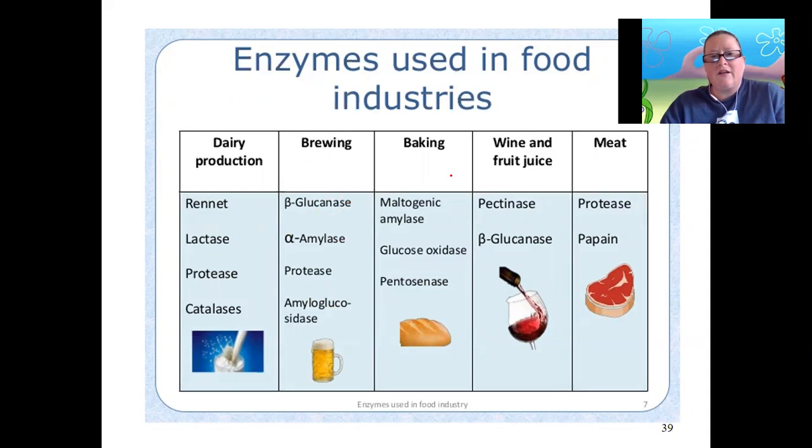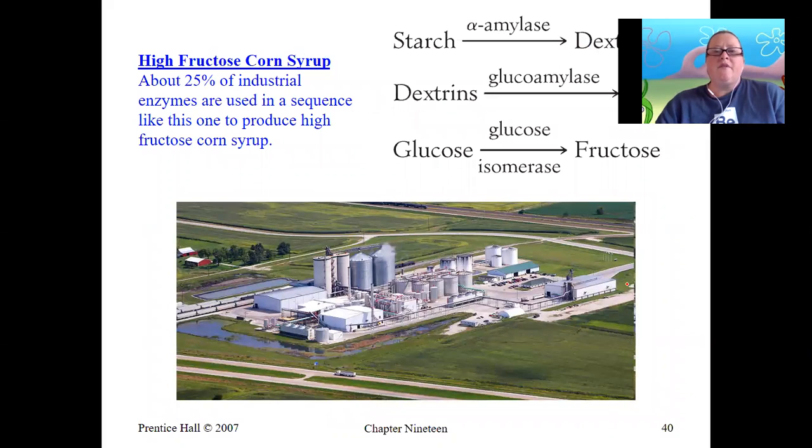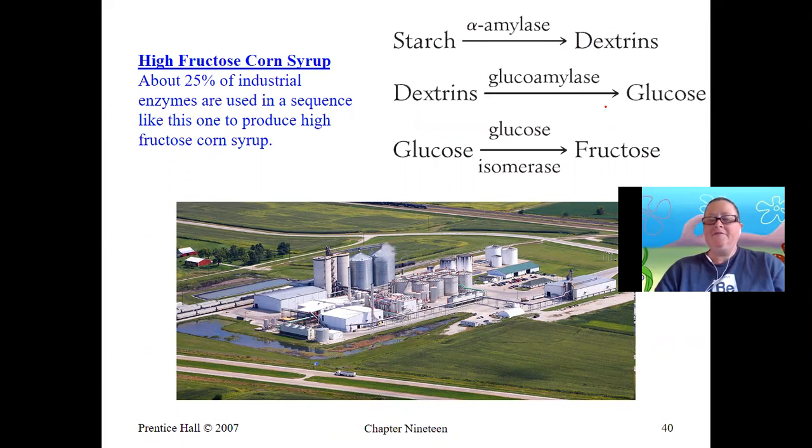Within the brewing industry, baking, wine and fruit juice making, and meat, papain is a known meat tenderizer, and it is an active ingredient in many meat tenderizers that you can purchase at the store. Another example of where enzymes are used industrially and apply to us in our food industry is the production of high fructose corn syrup.